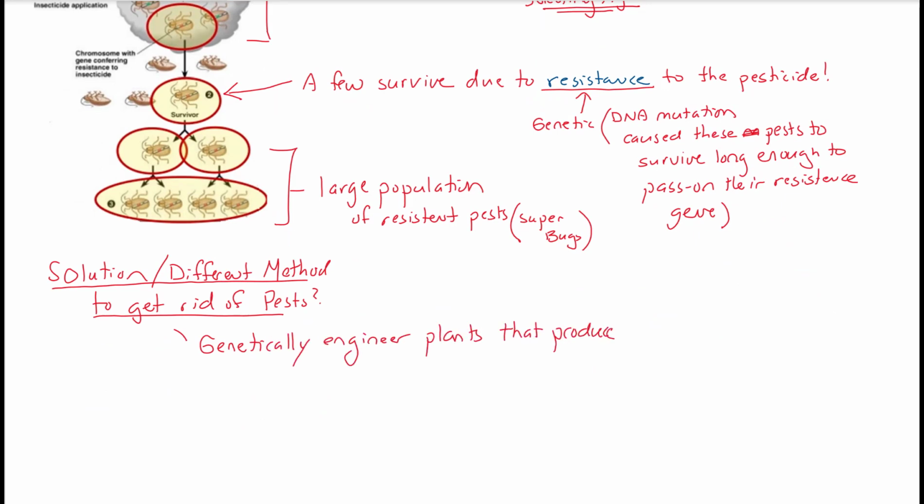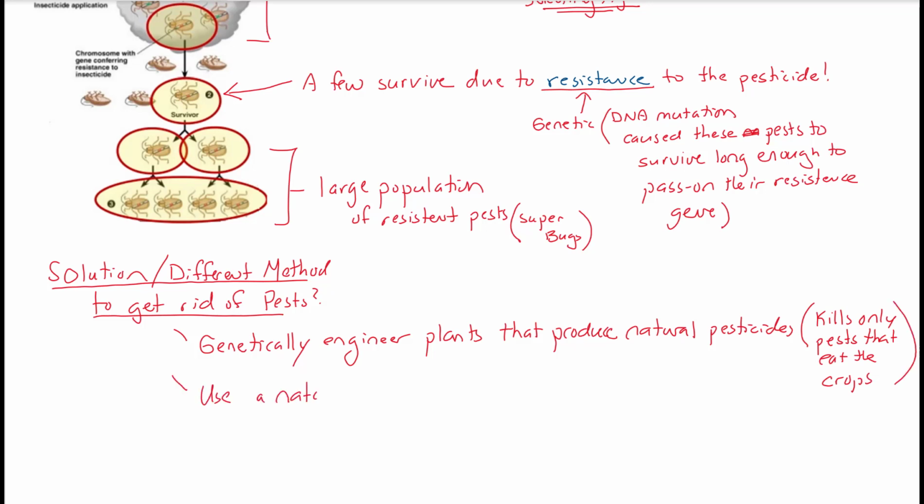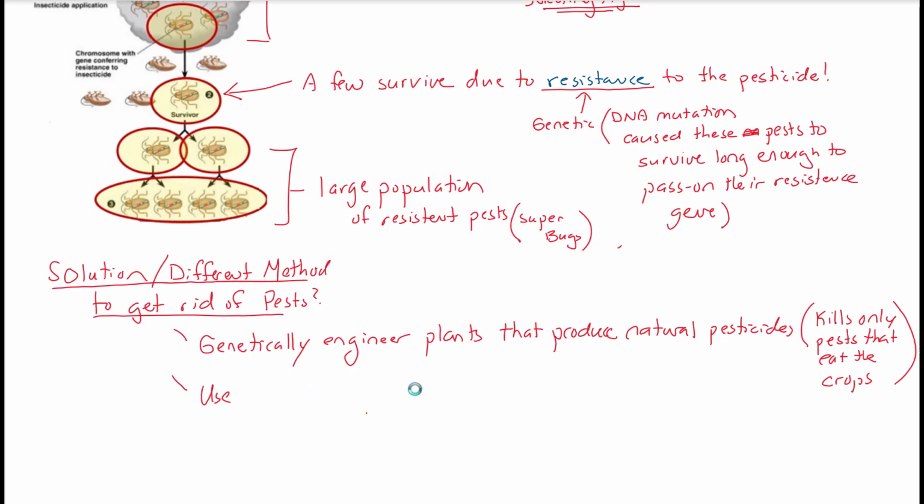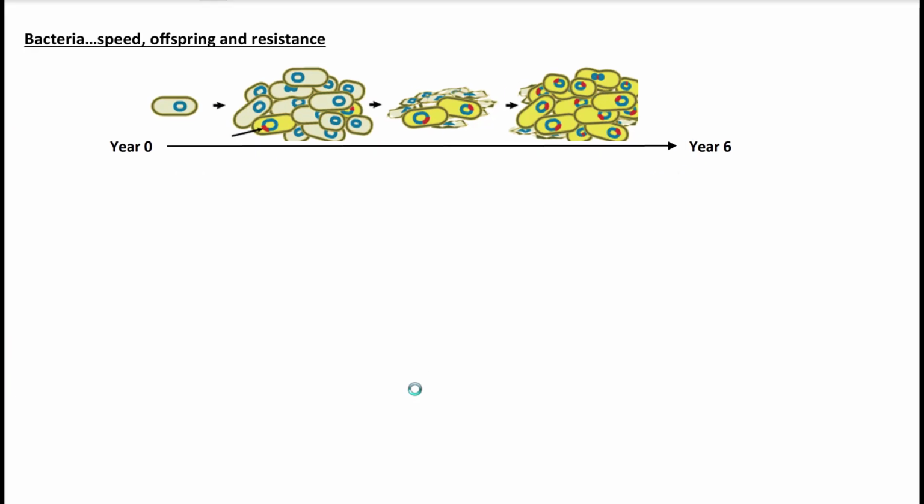Because if not, that 1% that lives will reproduce and pass down the resistance, leaving a large population of resistant bugs. Solution to doing this, you could genetically engineer natural pesticides, put a gene into the plant, causing the plant to make its own toxin, so the little pests will bite the plant and die, leaving the healthy or good pests or good bugs unharmed, or use a natural predator. That's the safest way.